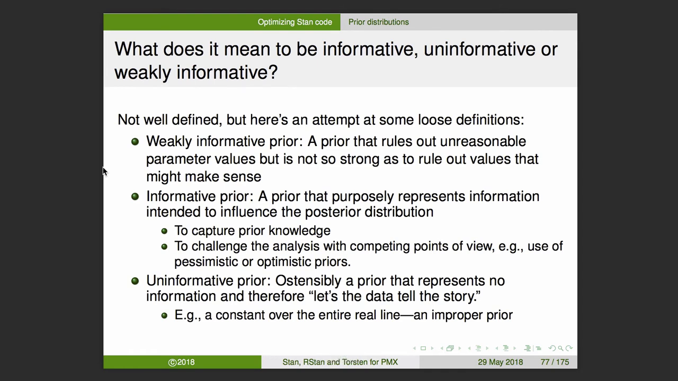And then there's the notion of an uninformative prior. Ostensibly, that's a prior that represents no information and therefore lets the data tell the story. For example, you might use an improper prior like a constant value over the entire real line. In some contexts where the data are going to clearly dominate anyway, those are probably perfectly reasonable, especially if it's not a hierarchical model. But when we get into hierarchical models, those things are often rather problematic. If you're not careful, you can even end up with situations where the true posterior would also be improper, which would be useless. So those are things I tend to avoid unless they really make particular sense.